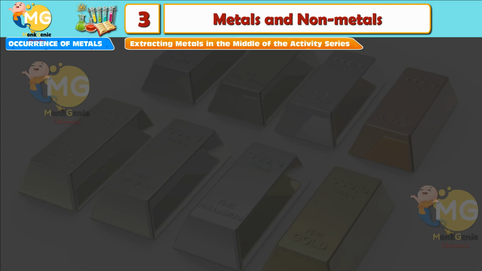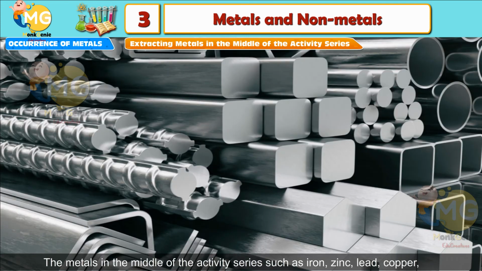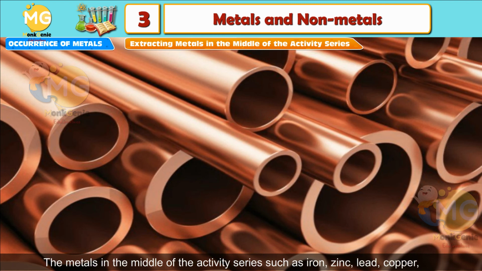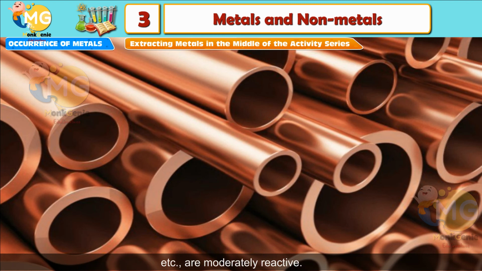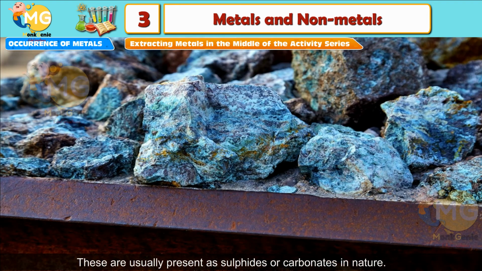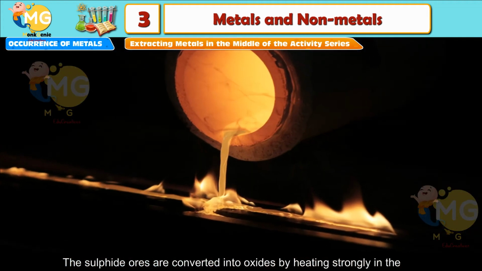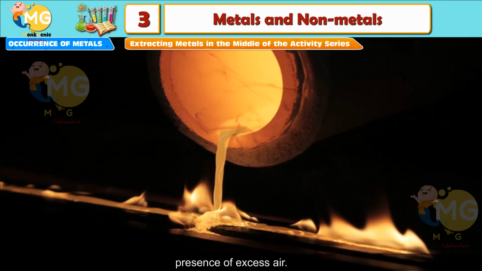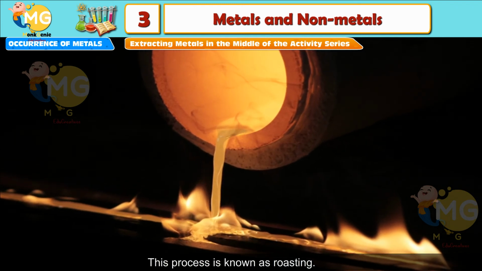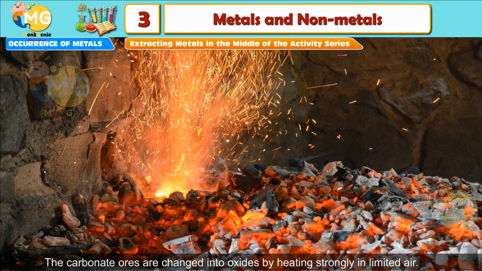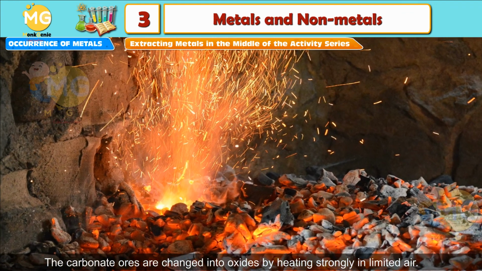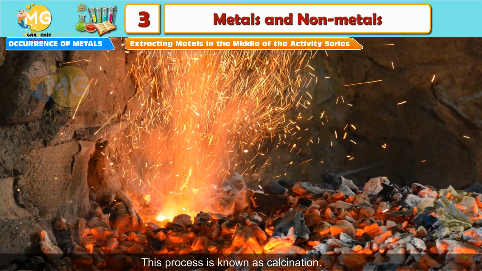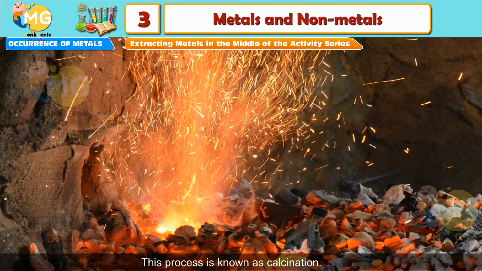Extracting metals in the middle of the activity series. The metals in the middle of the activity series such as iron, zinc, lead, copper, etc. are moderately reactive. These are usually present as sulfides or carbonates in nature. The sulfide ores are converted into oxides by heating strongly in the presence of excess air. This process is known as roasting. The carbonate ores are changed into oxides by heating strongly in limited air. This process is known as calcination.